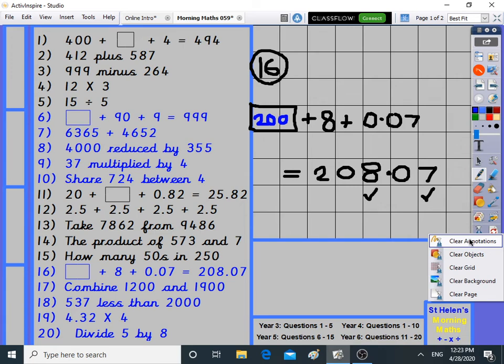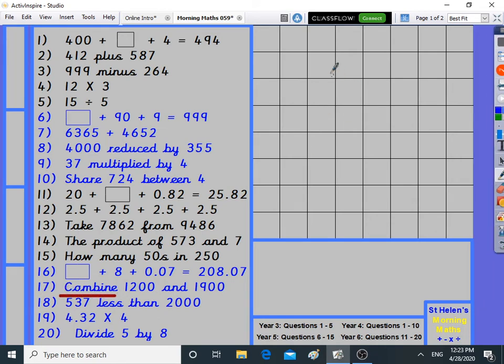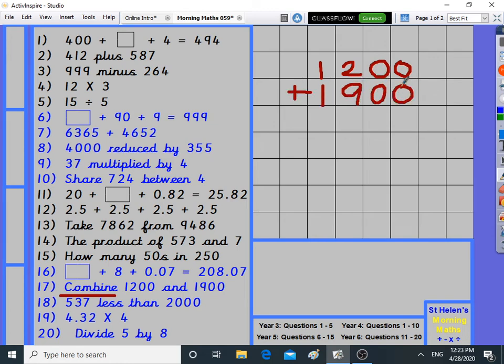Let's move on to question 17. Combine, same word I had last time I did this, was on here, wasn't it? Combine, which means put together, which means add. 1,200 plus 1,900. This should be quite a simple addition once we know what combine means. Remember that combine, 1,200 and 1,900 combined, is going to be a plus. That looks right, that's almost 2,000, isn't it? Yep, so 3,100 is the answer.